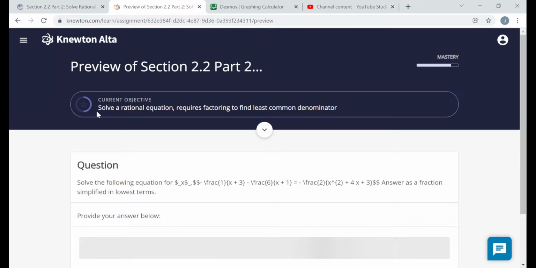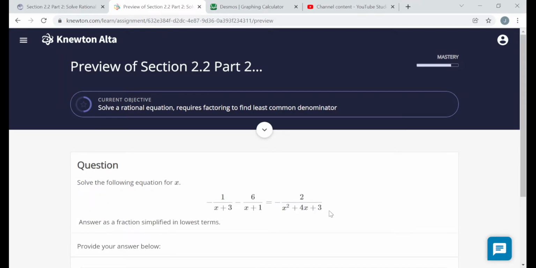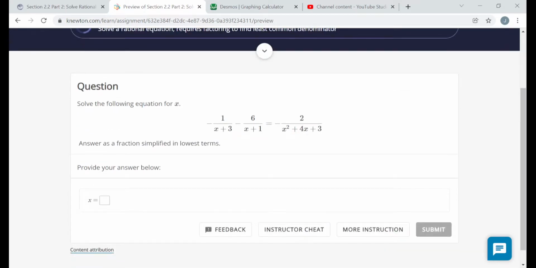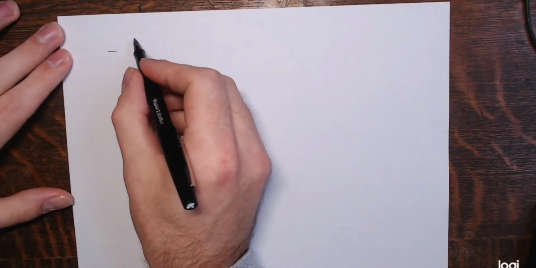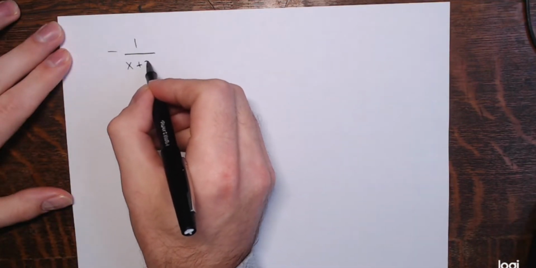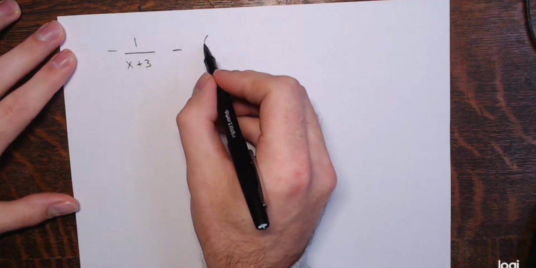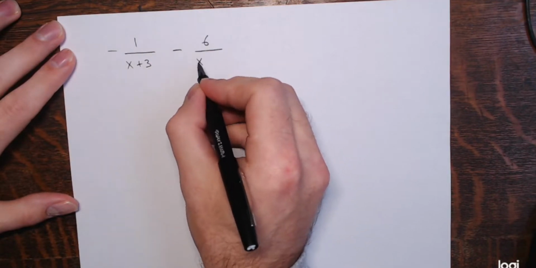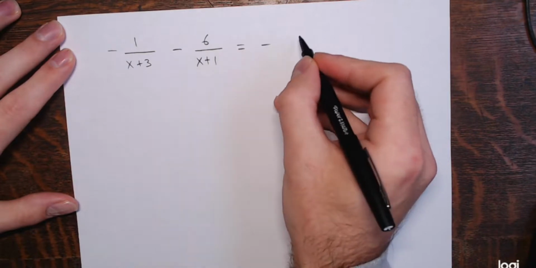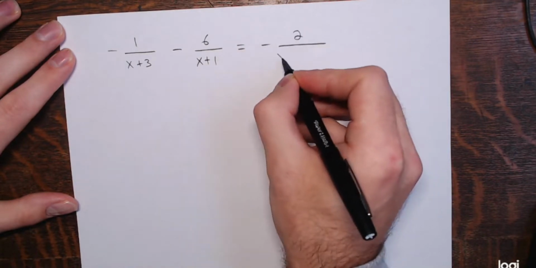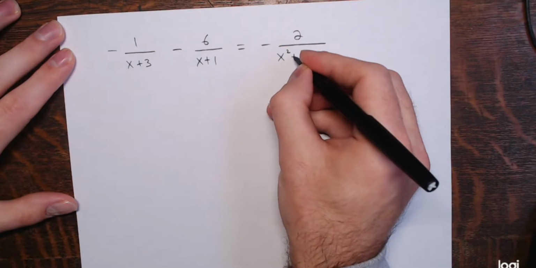I should have just 2 more questions in this objective where you've got the denominators to factor. All right, so once again, I'll write it out, go over the same steps as I have been for every single one of these problems, and we'll solve the thing. So I have negative 1 over x plus 3 minus 6 over x plus 1 equals negative 2 over x squared plus 4x plus 3.